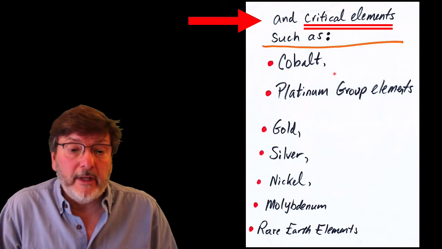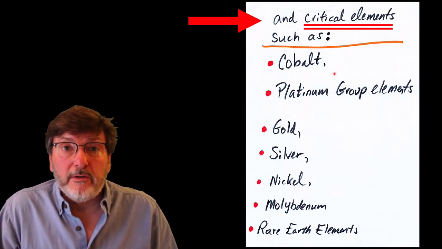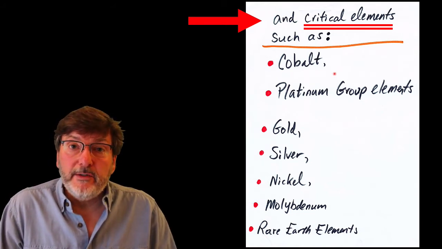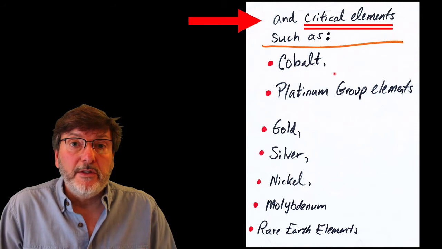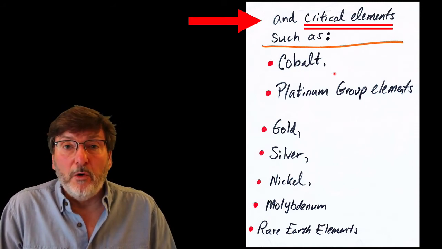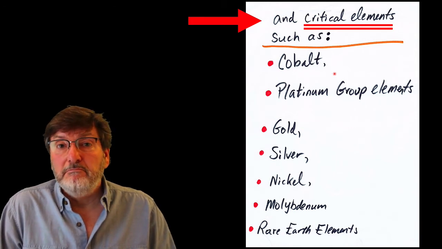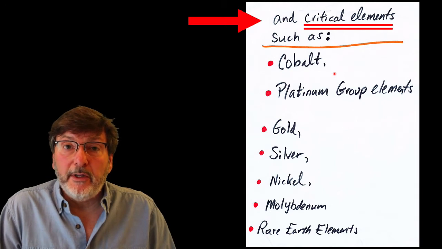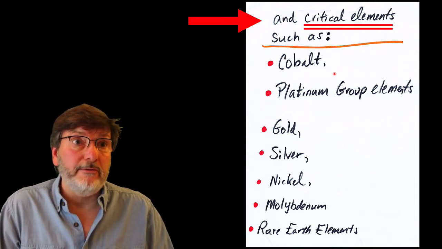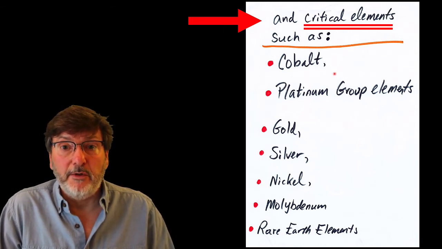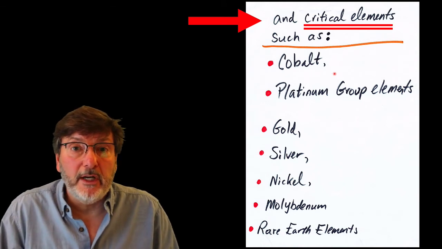Probably more important than the major metals that are present in these hydrothermal vent systems are the trace metals or accessory metals such as cobalt, platinum group elements like platinum and rhodium, gold, silver, nickel, molybdenum, rare earth elements. These elements are used in high-strength magnets, electronics, cell phones. It depends on things like gold, silver, cobalt, nickel, all these elements. So these are important elements that we use today.